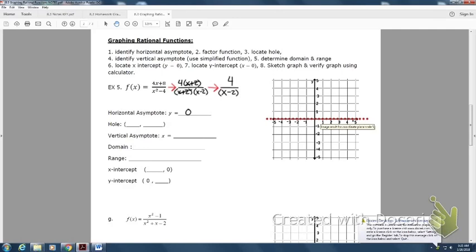Now I canceled out x plus 2, so what is the x value of my hole? Negative 2. Okay. I would then take negative 2 and plug it back into the resulting equation. So I would have 4 over negative 2 minus 2. That's going to give me 4 over negative 4, which equals negative 1. Like I said, whenever we say a hole, I literally mean go to negative 2, negative 1, and graph, just put a little hole right there.